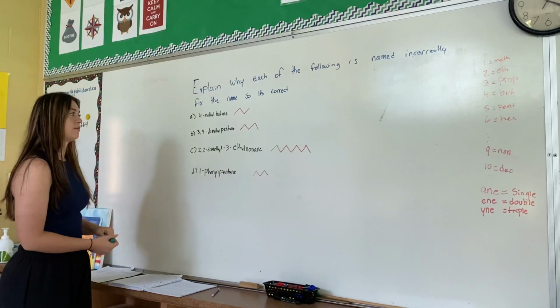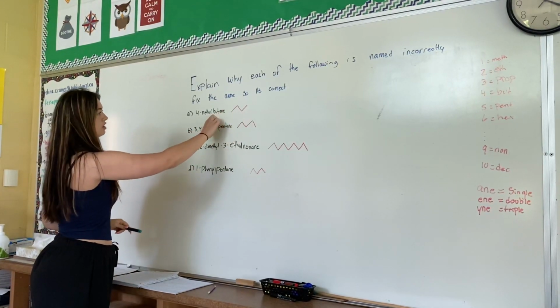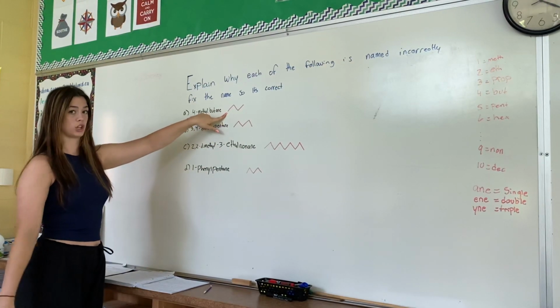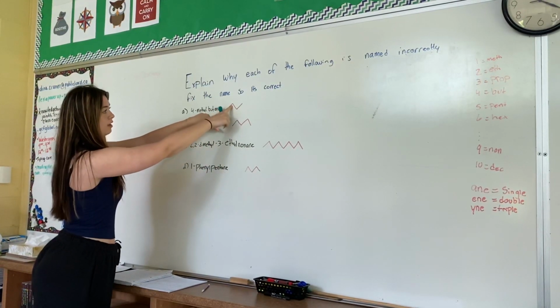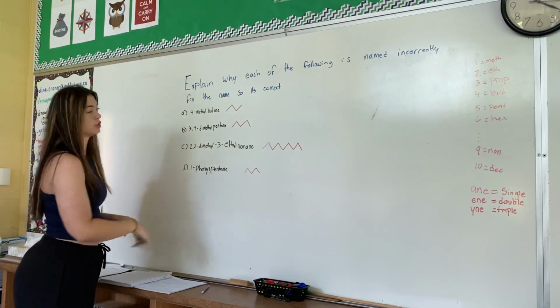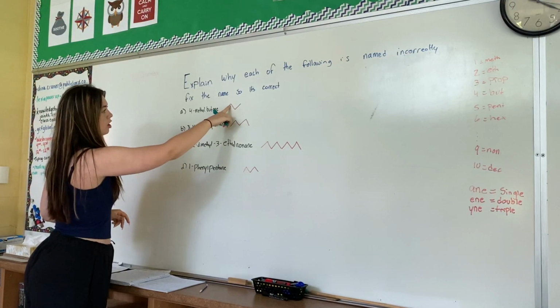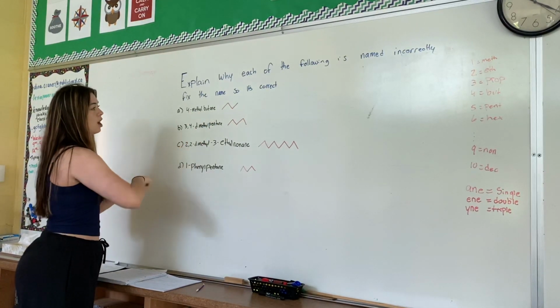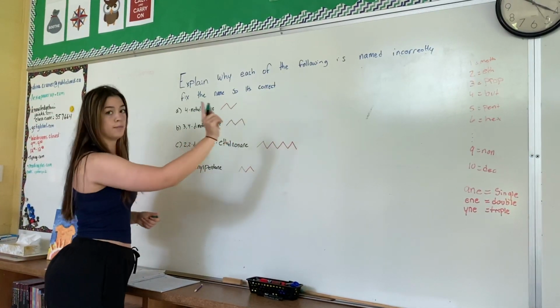Well, first off, this is our base, so this is just a butane. We're doing line structures, so at each point of a line is a carbon. So we have carbon 1, carbon 2, carbon 3, and then we have a methyl at carbon 4. A methyl means 1.